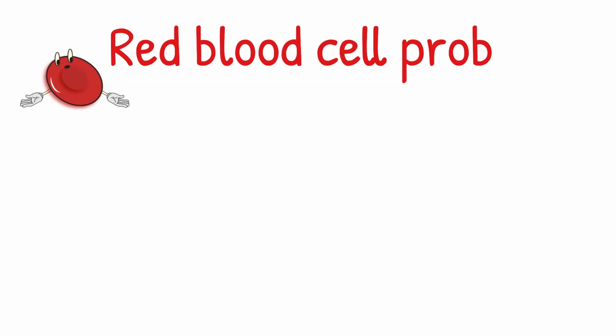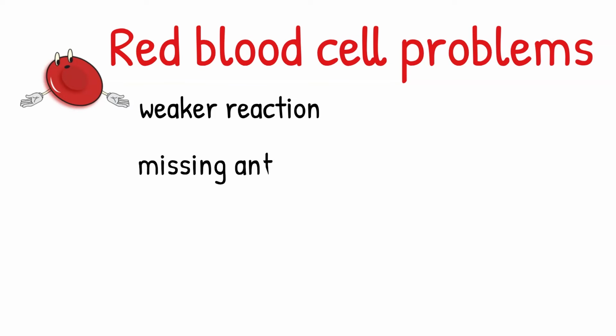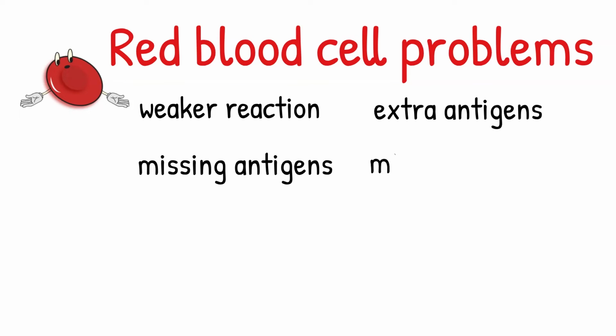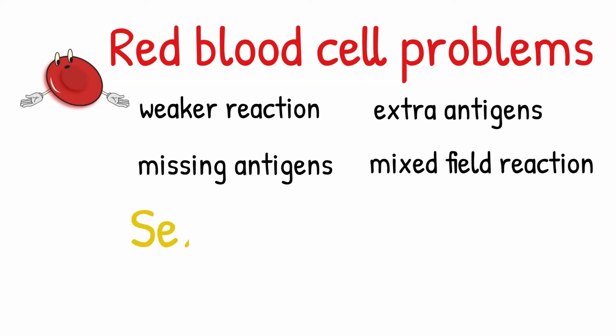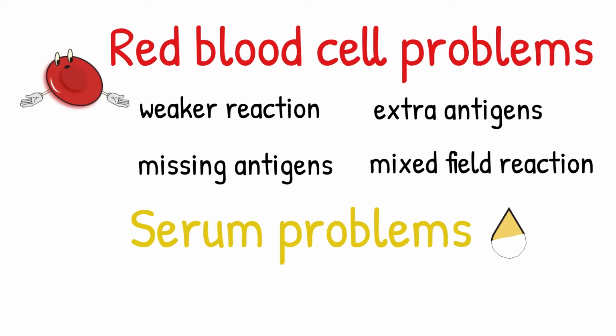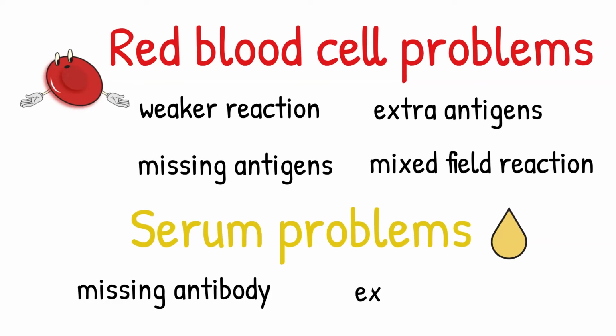The red blood cell problem is when there is a weaker reaction due to missing antigens, or an unexpected reaction due to extra antigens, or mixed field reactions. The serum problem is also weaker or missing reactions, but due to missing antibodies, or an unexpected reaction due to extra antibodies.